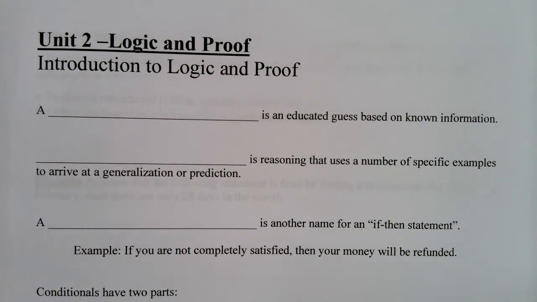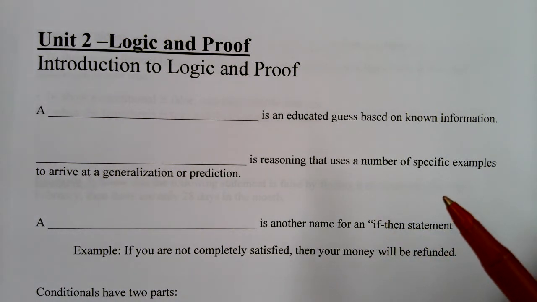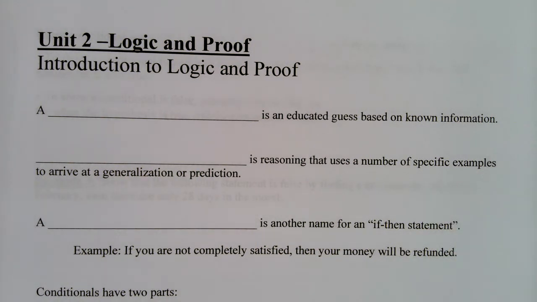Okay, so this is Unit 2 in Geometry. The unit is called Logic and Proof, and this is the first lesson. The first lesson is called an Introduction to Logic and Proof. So we have a few definitions to start with.